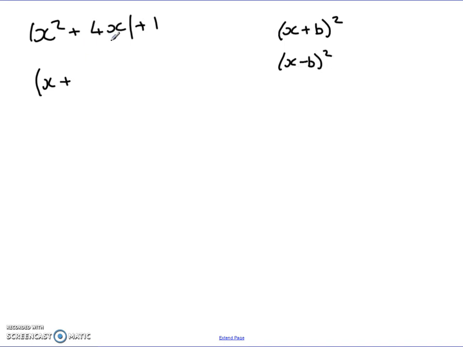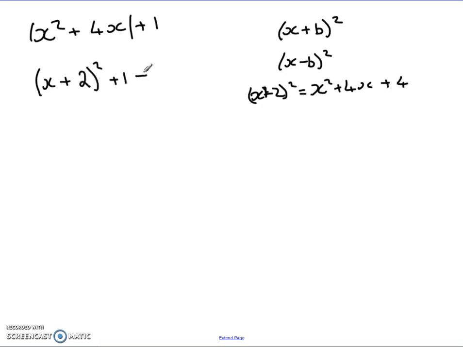And what we do is we look at the coefficient of the x and we half it. So we get x plus 2 squared. And that's where the plus 1 comes back in. But there's an issue here. If we've got x plus 2 and we square it, we end up getting x squared plus 4x plus an additional 4. So we don't get back to the x squared plus 4x. So this is where we have to introduce what we're going to call a correction factor. So we have to subtract something to counteract this.